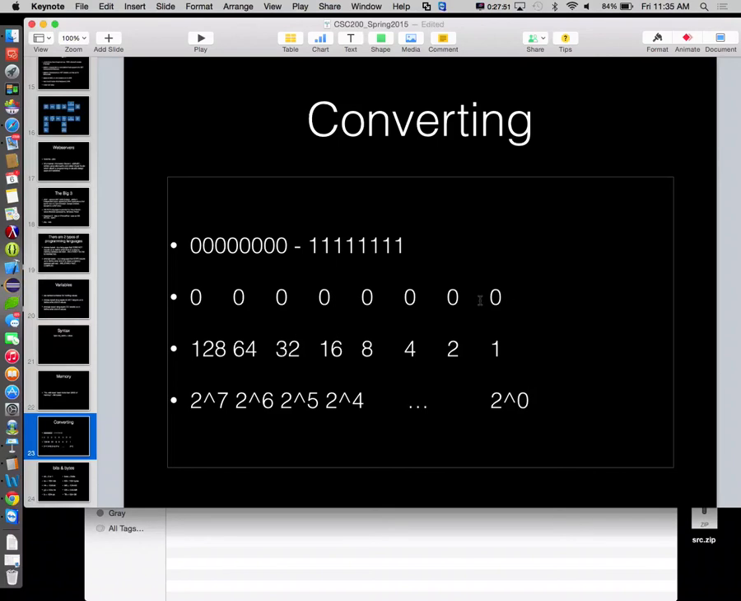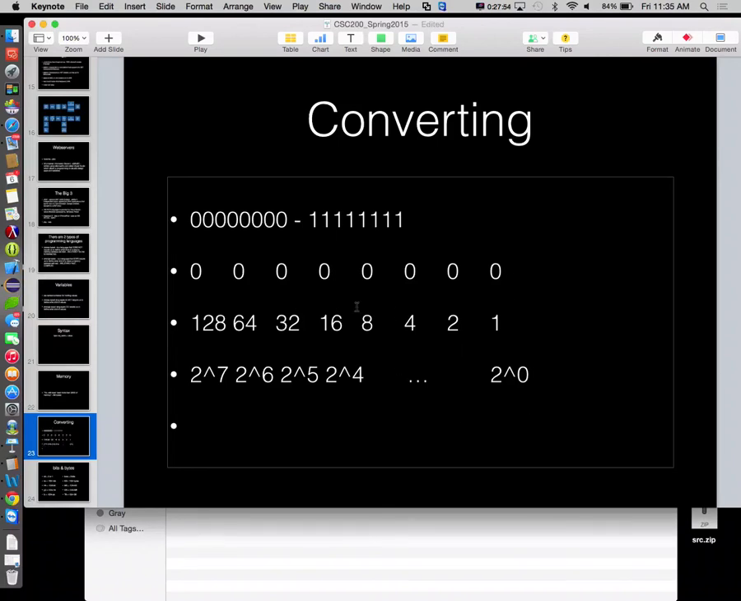Okay, so the way we calculate, if we have a binary number like this, so this is the number 1. I've advertised this as being the binary equivalent of the decimal number 1. And the way we solve that is we have 0 times 128 plus 0 times 64 plus 0 times 32 plus 0 times 16 plus 0 times 8 plus 0 times 4 plus 0 times 2 plus 1 times 1. So you do that sum, you get a 1.